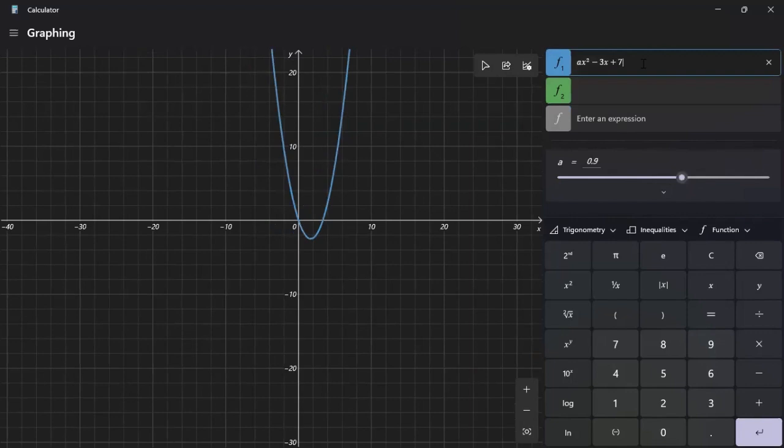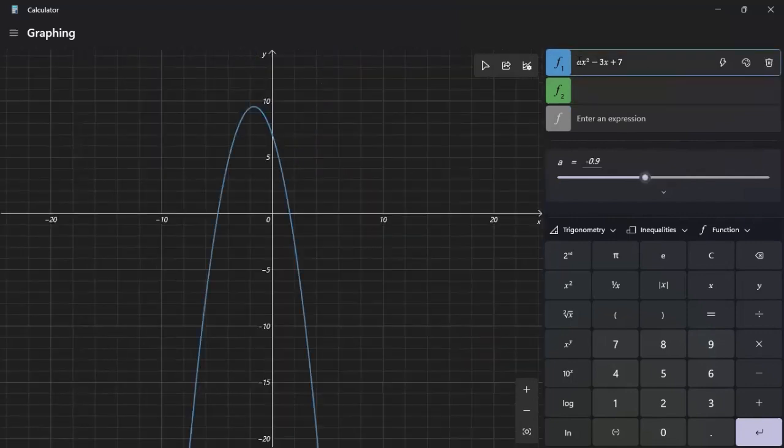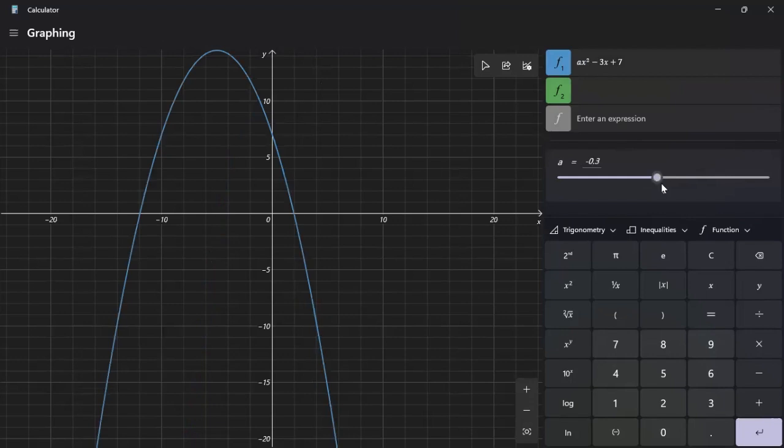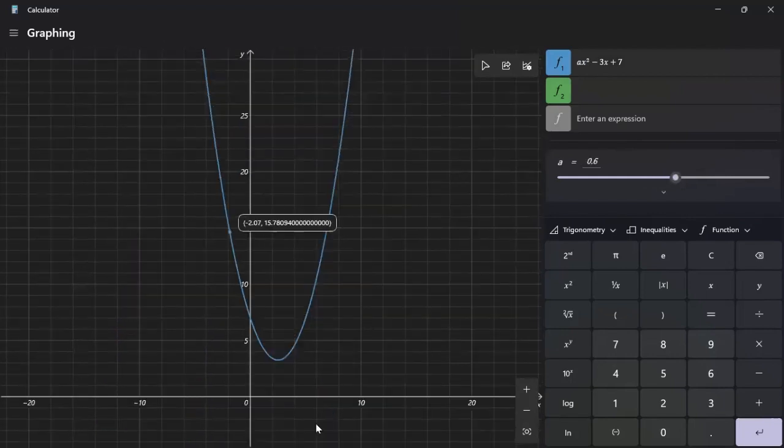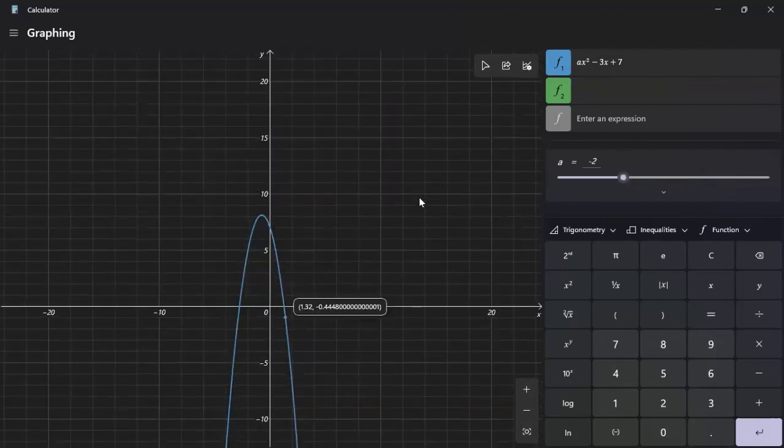Let me add some constant, plus 7. No change. Only a can make the difference. If a is negative, then it will be sad. If a is positive, then it will be happy. If a is negative, then it will be sad. So let me now share my Microsoft Edge again, and calculator.